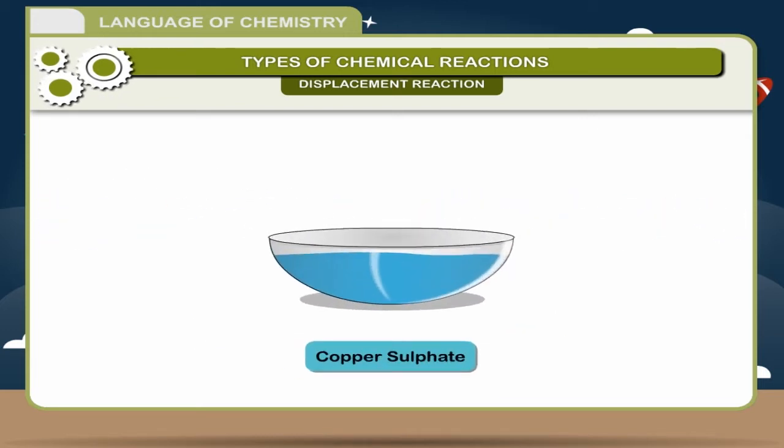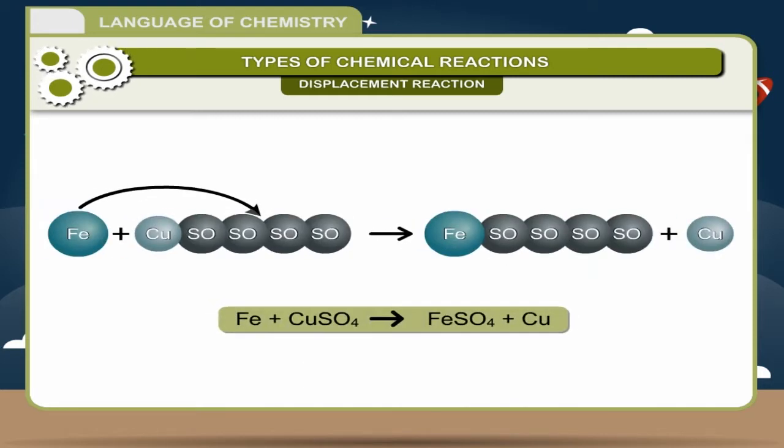Take copper sulfate solution in a beaker. Add a clean iron nail to this solution. Gray iron nail is coated with reddish-brown copper. Fe plus CuSO4 gives FeSO4 plus Cu.